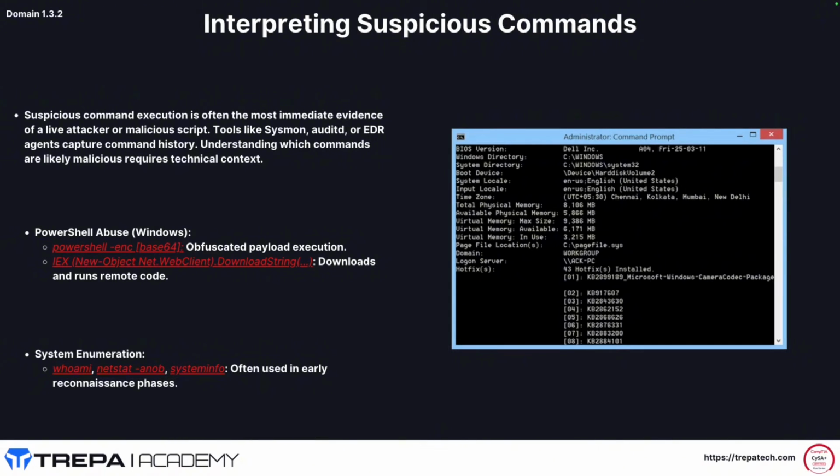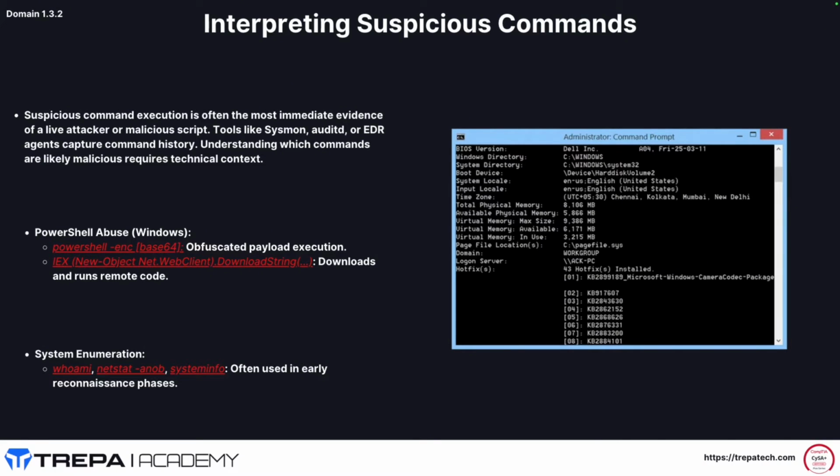Then we have this PowerShell command, New-Object Net.WebClient DownloadString. This can download and run remote code, kind of like the curl command you would see in Linux, where it just reaches out right to a malicious website to download a payload, kind of behind the scenes, right? The user wouldn't notice because it's not going to open up a web browser for you. Then we have system enumeration. These are just commands that can help us in our reconnaissance phase.